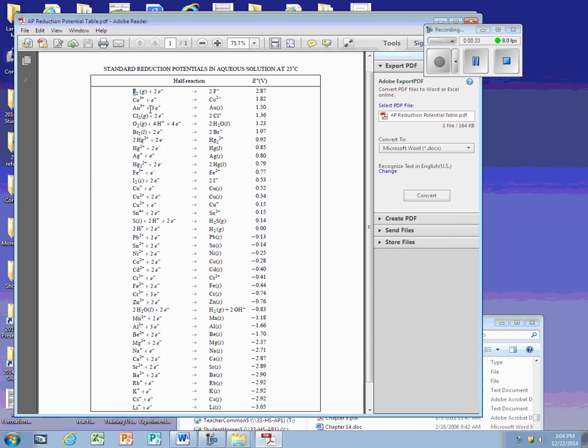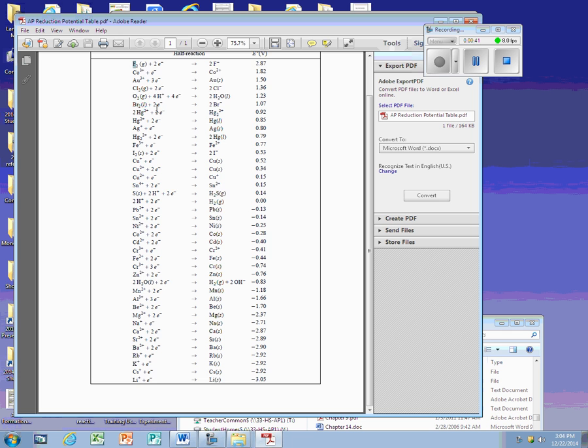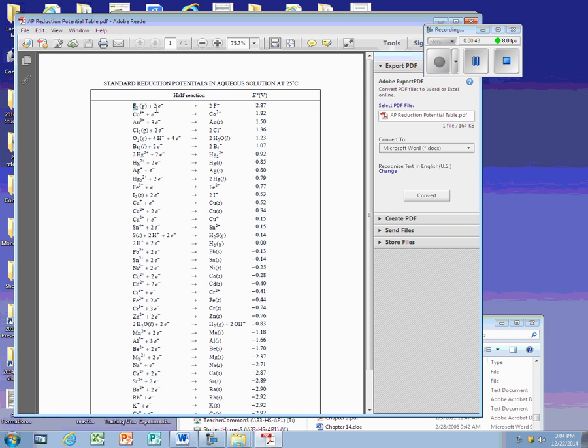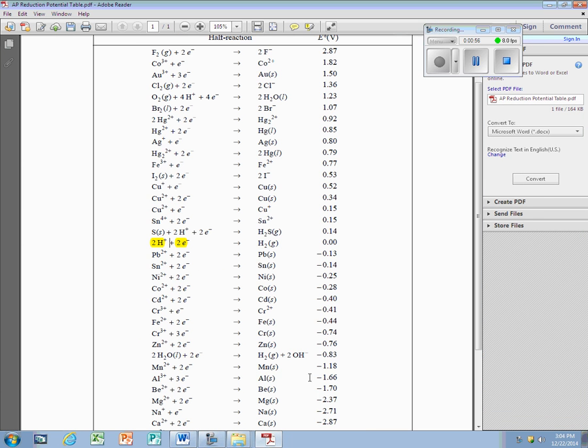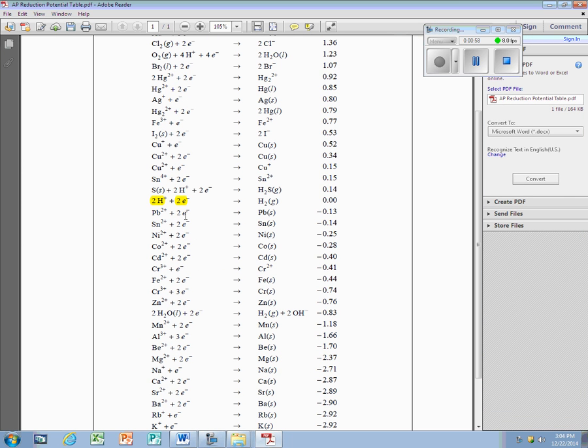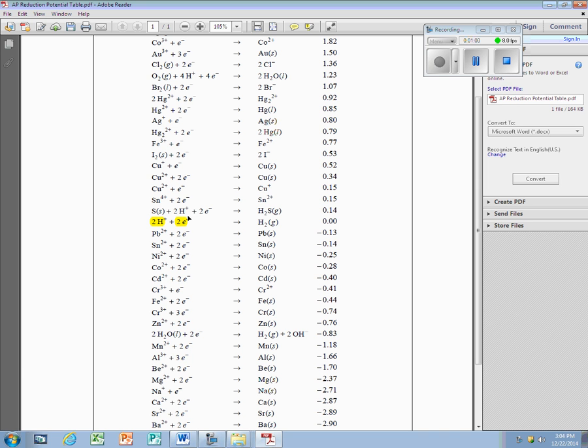So what happens, fluorine is the best species in the gaseous phase to gain electrons based on this reduction potential table relative to actually H plus, which is right here. Everything is compared to H plus on this table. First thing we want to know is that this table is only a partial list. So this is not a complete reduction potential table.